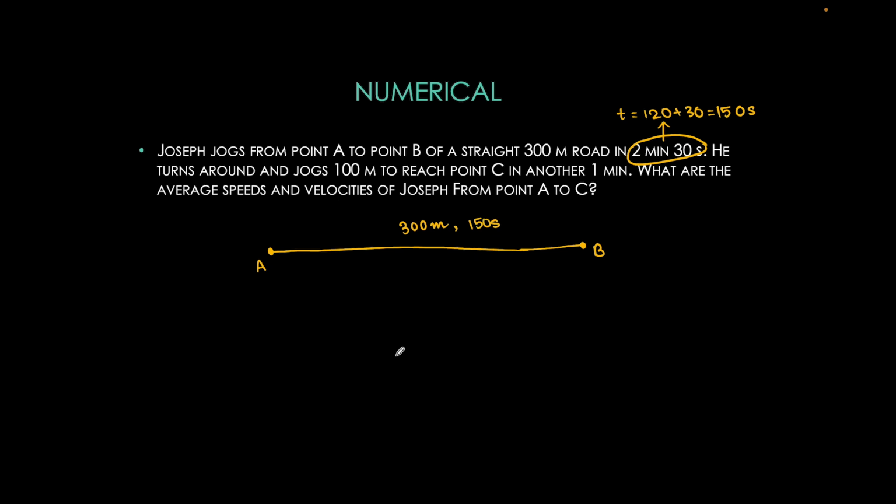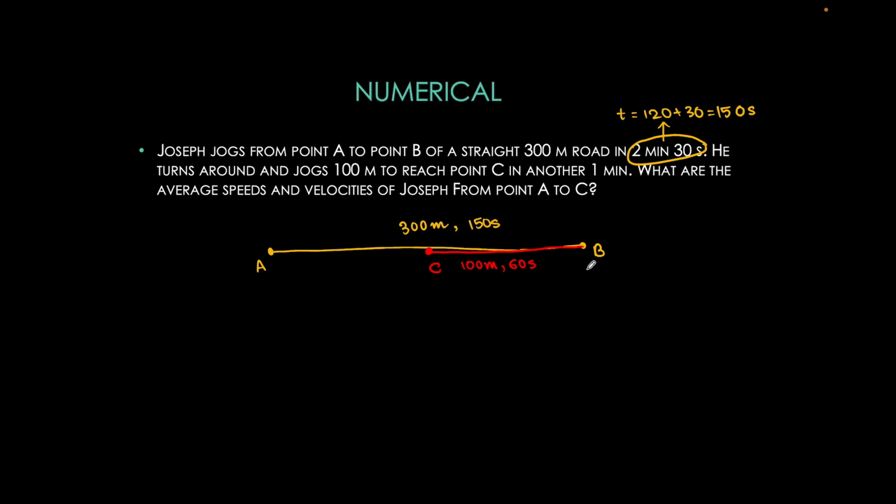Now, it is told that he turns around from this point and jogs back to a certain point C, which is at a distance of 100 meter from this point, because he turns around and jogs 100 meter, right? So B to C will be 100 meter in another 1 minute. 1 minute basically means 60 seconds, right? So this is what the question says.